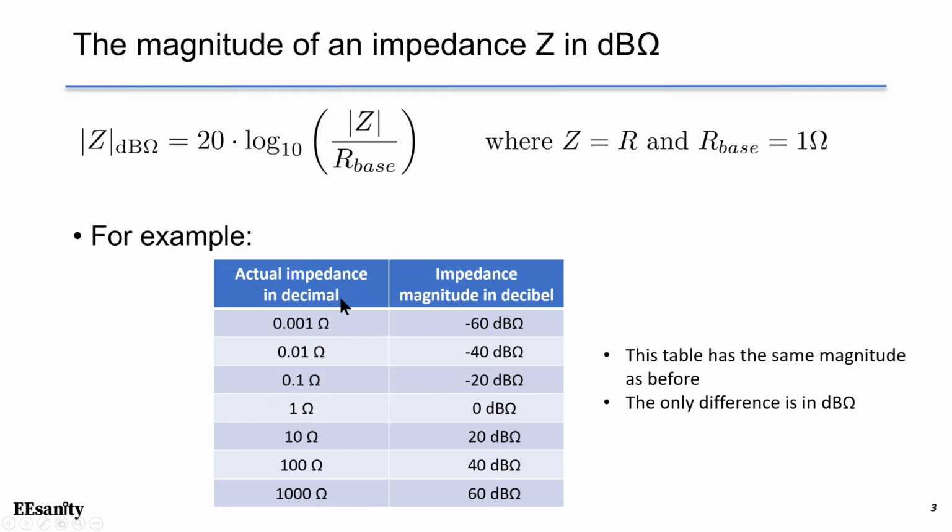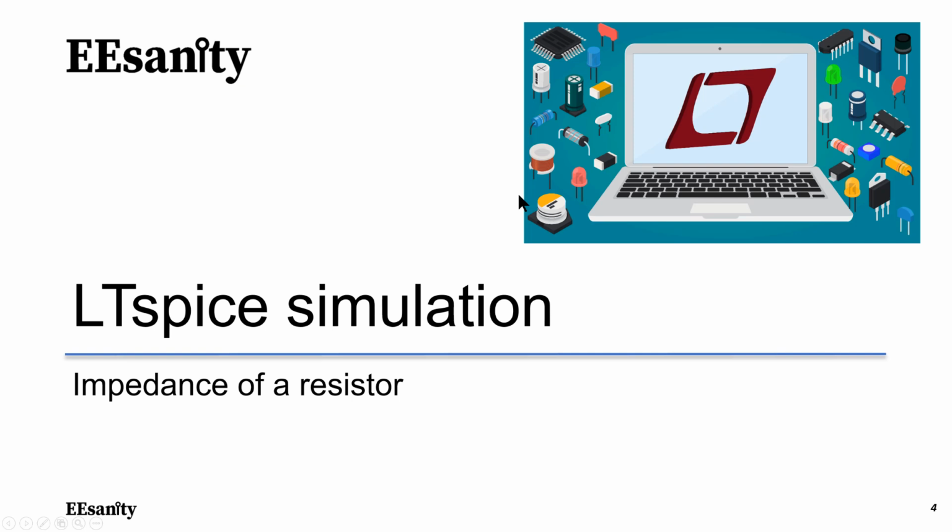in this table we have the actual impedance in decimal. Unit is ohm. On the right column we have impedance magnitude in decibel ohm or dB ohm. You may notice that this table has the same magnitude as before. The only difference is the unit, which is dB ohm. Now let's use LT-spice AC analysis to find the impedance of a resistor over frequency.